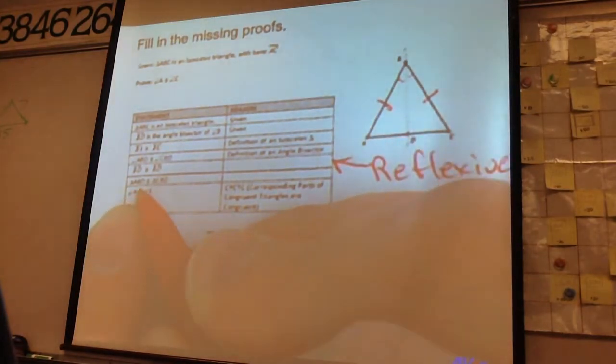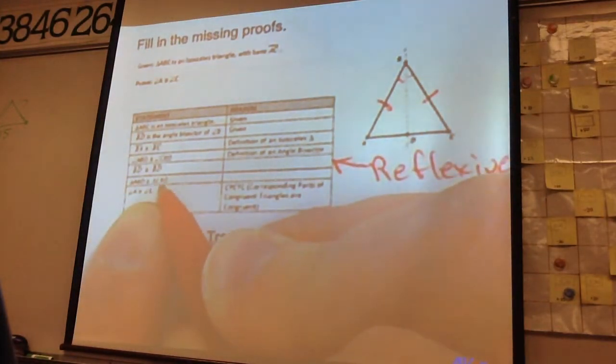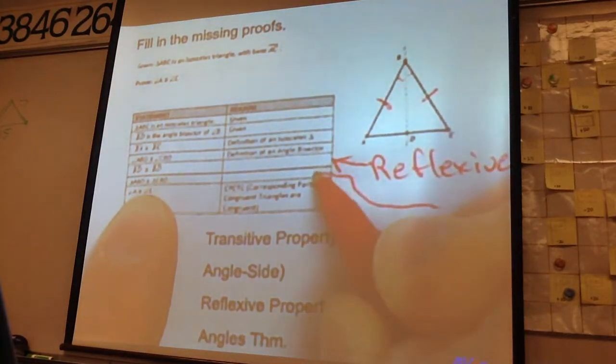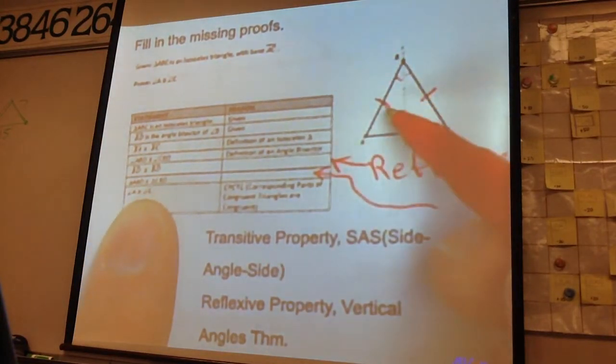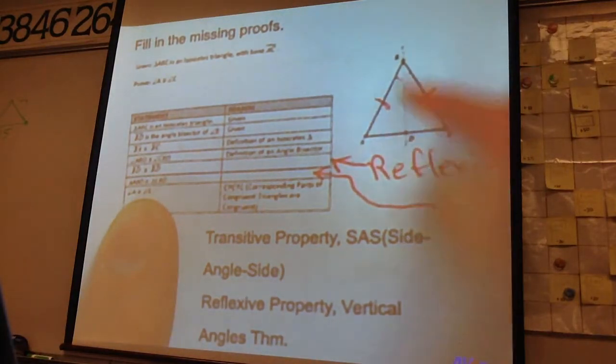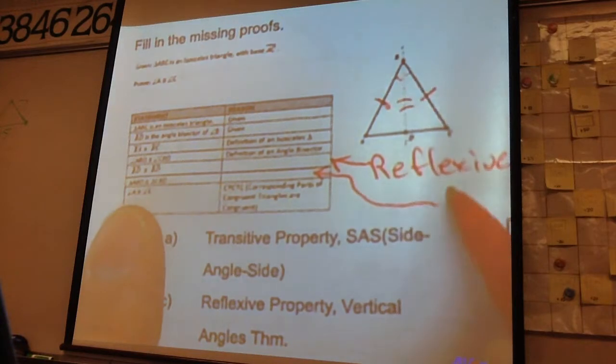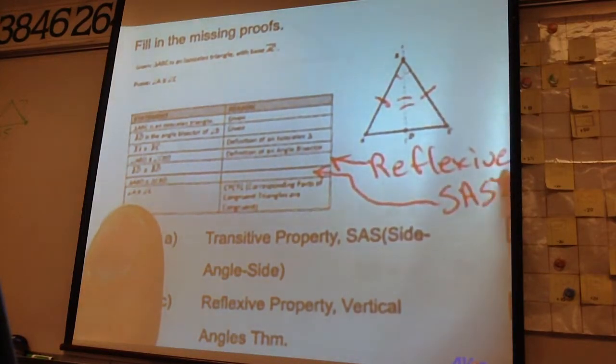How do we know that the two triangles are congruent? Side, angle, side. Because you have this side, an angle, and then this side. Boom. That's side, angle, side, with the reflexive property.